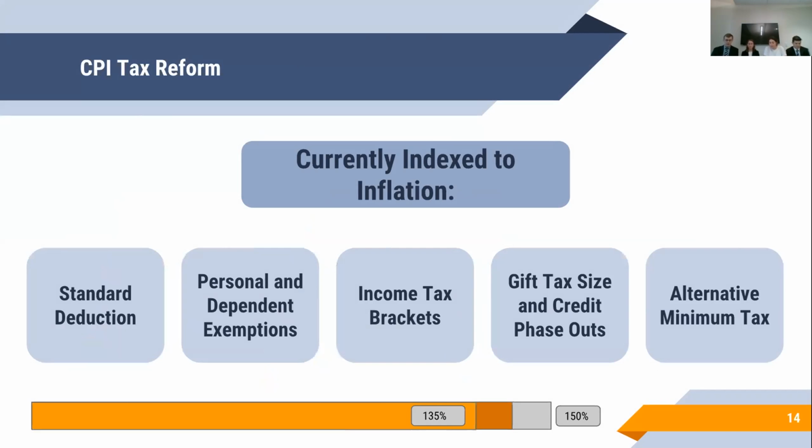First, we will look at what parts of the tax code inflation affects: the size of the standard deduction, the size of the personal and dependent exemptions, the income ranges for income tax brackets, the size of the gift tax, and credit phase-outs are all affected by inflation. Inflation also affects similar measures of the alternative minimum tax.